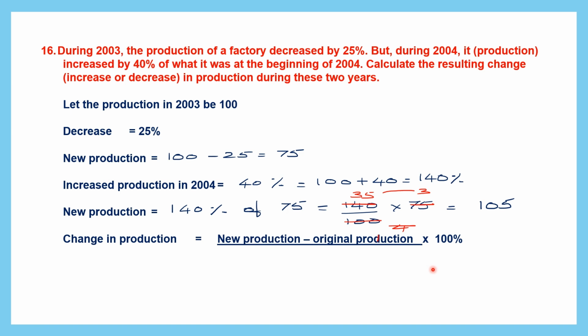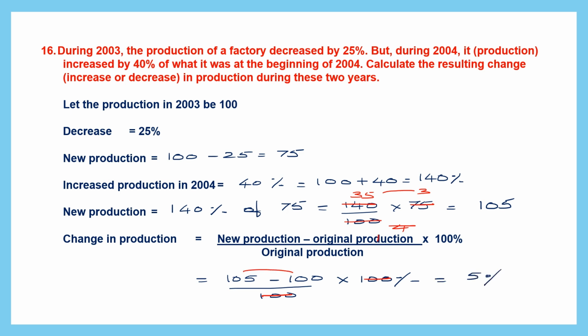So the change in production is new production minus the original production divided by the original into 100%. So which is the new production now? 105 minus the original one, which is 100, divided by the original, which is 100, into 100%, because we are finding the percentage. So here we can cancel this 100 and this 100. Now 105 minus 100 is 5, and we have the percentage sign left. So the answer is 5%.